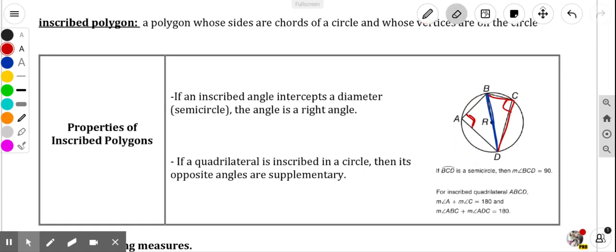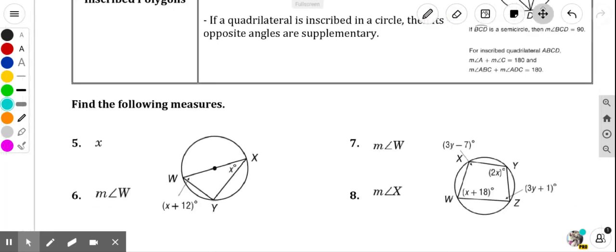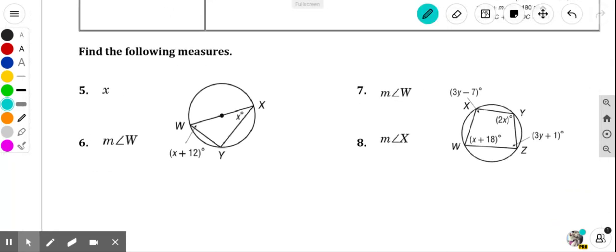So that's that property. The next one is if you have a quadrilateral, and this is only with a quadrilateral, so 4-sided shape, that is inscribed in a circle, just like how I said ABCD is. Its opposite angles are supplementary. So these two add to 180 and these two add to 180. So this one and this one are supplementary, and then this one and this one are supplementary. So that's the other property. So we'll use that for some of these examples down here.